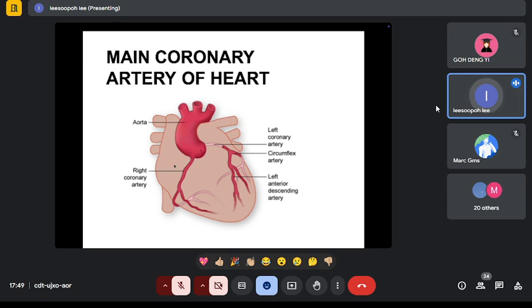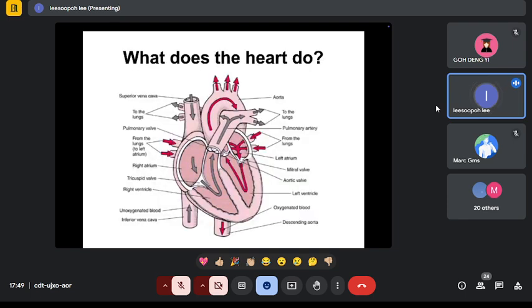The right side is the right coronary artery from the right coronary cusp, and then we have the left coronary artery, which divides into the circumflex. Circumflex means circumferential, so it goes to the back, wrapping around the heart. Another one is called the left anterior descending artery. If you look back at the heart structure, you can see my cursor, right? So this area is the left side of the heart. This is the left ventricle.